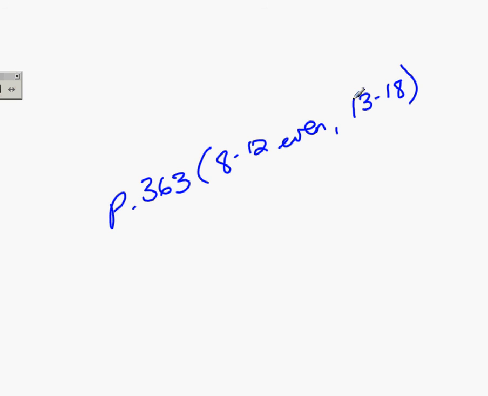Homework tonight is going to be on page 363, 8 through 12 even, 13 through 18. At this time, you're going to be working on, instead of starting on homework, you're going to work on page 365, which has to do with trigonometry. Some of those ratios that you'll be working with, you'll see ratio 1, ratio 2, and ratio 3. Those have to do with sine, cosine, and tangent.